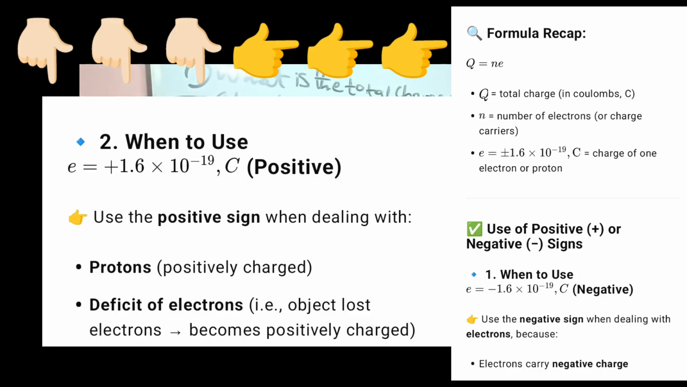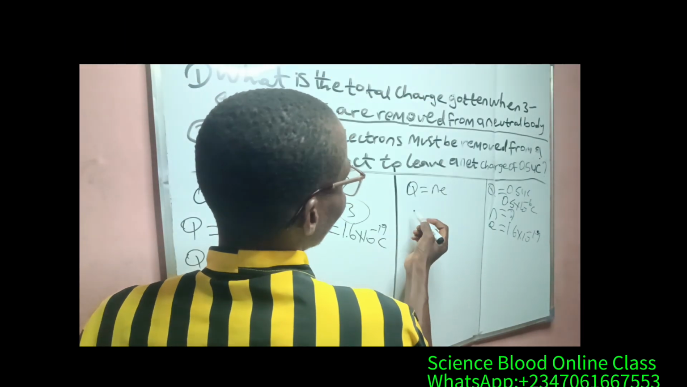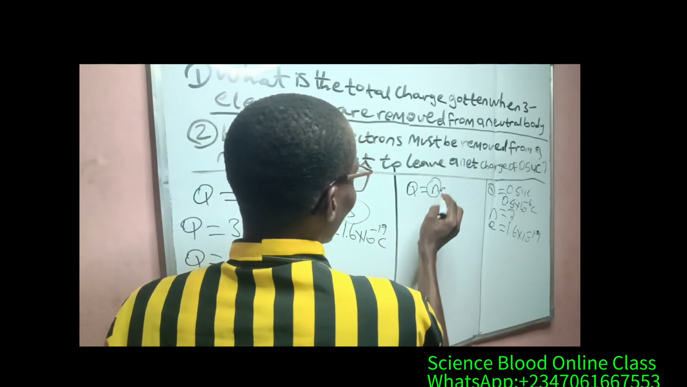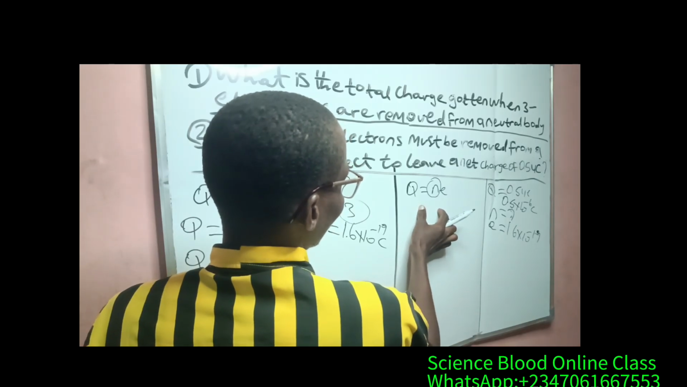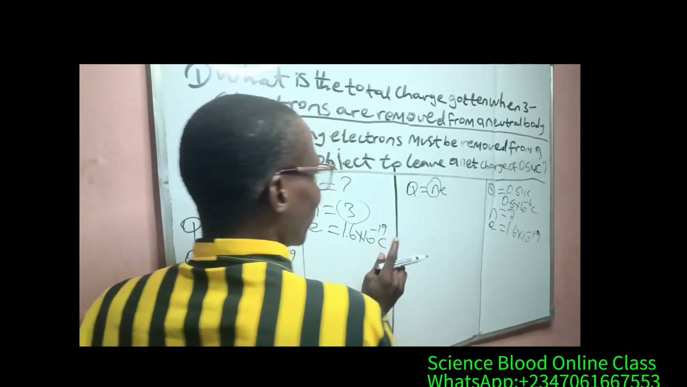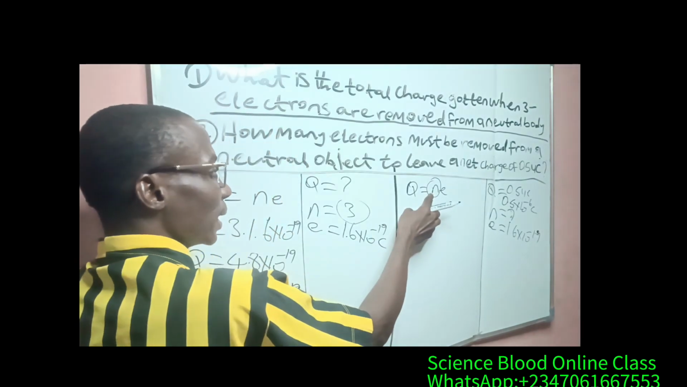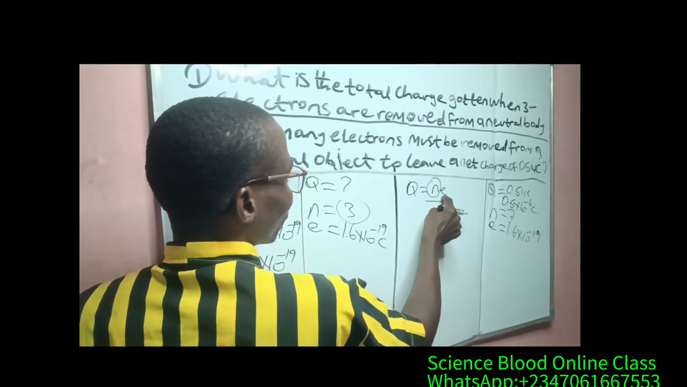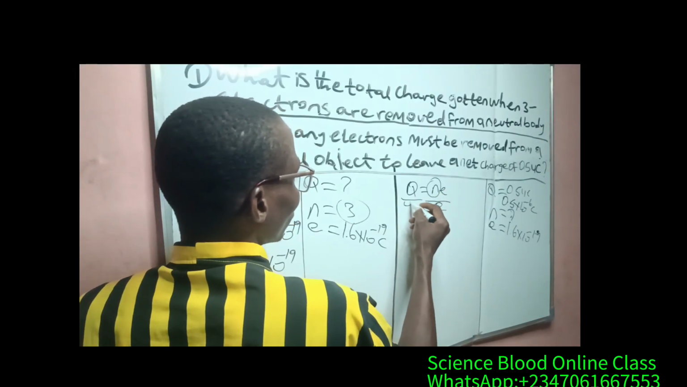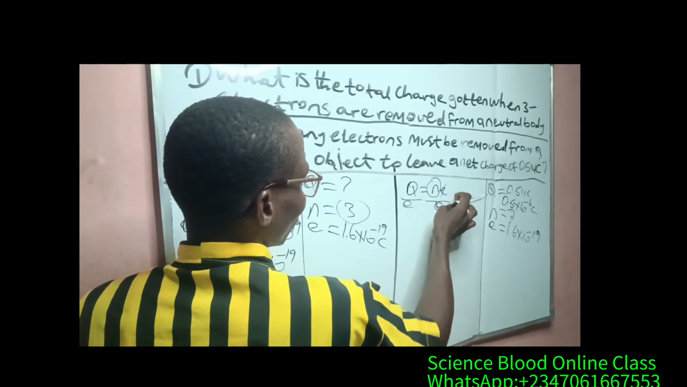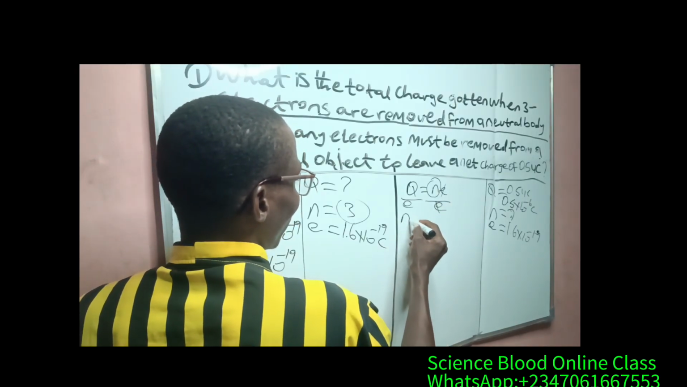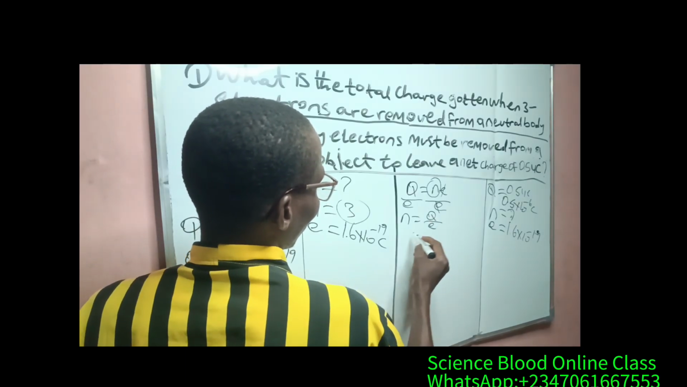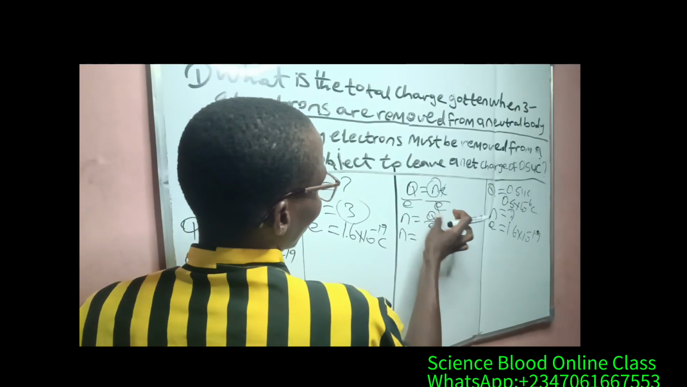Now, from the question given to us, since we are looking for n, which is the total number of protons and electrons, we are going to make n the subject of the formula. We are going to divide both sides by the coefficient of n, and the coefficient of n is e. So here will be e, here will be e. Therefore, e will cancel e on this side. Coming to this side, we now say that n equals Q, which is the charge, all over e.